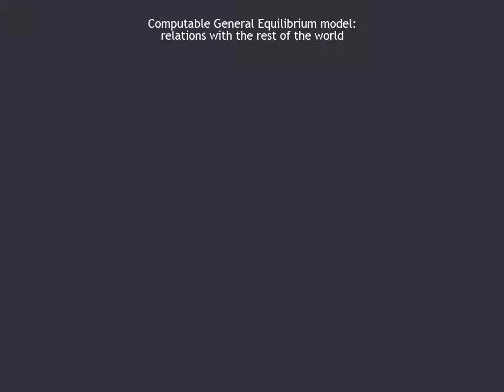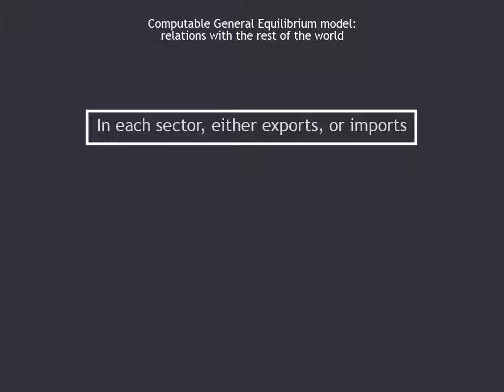Well, the assumption of homogeneous goods has a direct consequence. Within a sector, since local goods and foreign goods are perfect substitutes, then either they are exports or they are imports. But you cannot have both at the same time. You cannot have what we call two-way trade, that is to say, simultaneously exports and imports. If you have homogeneous goods, then you have one-way trade, that is to say, either exports or imports.